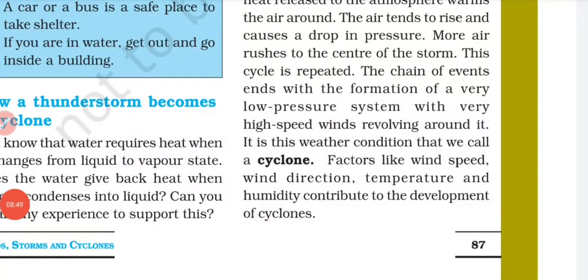Now, some factors like wind speed, wind direction, temperature, and humidity are contributing to the development of the cyclone. So when these factors are favorable, only then is the cyclone formed. Not always is a cyclone formed.